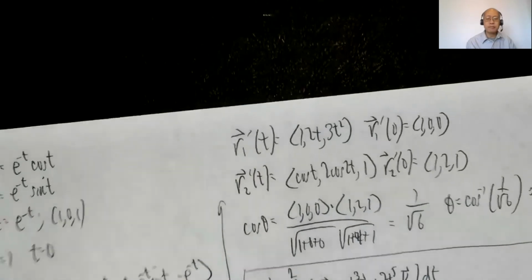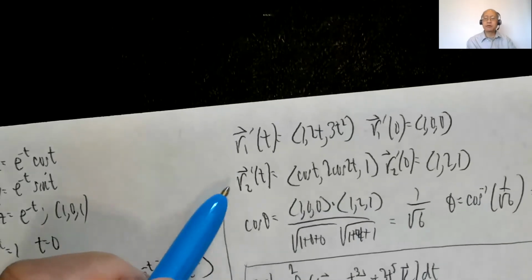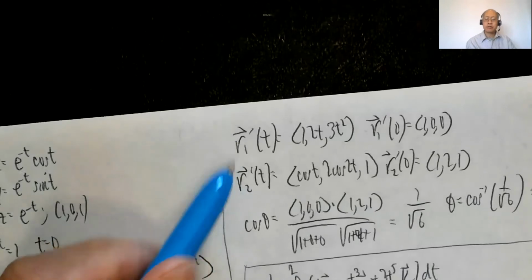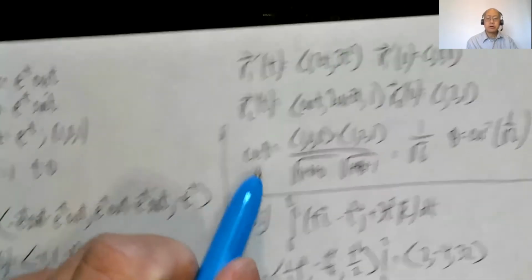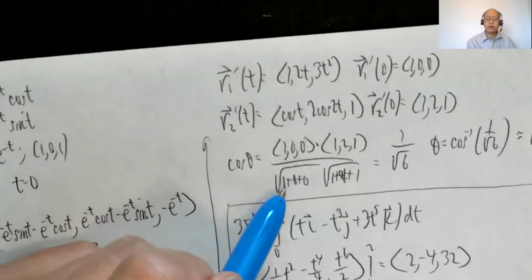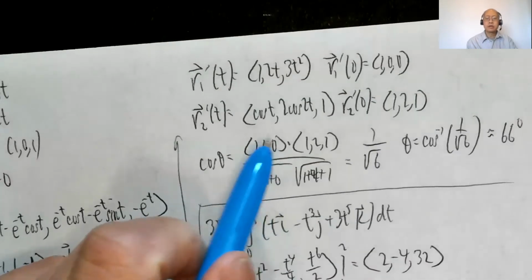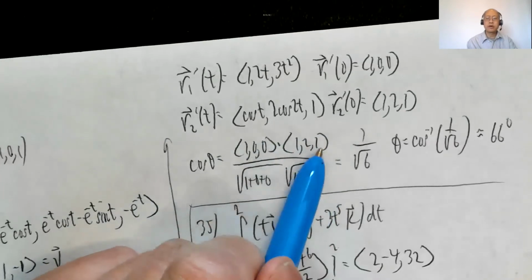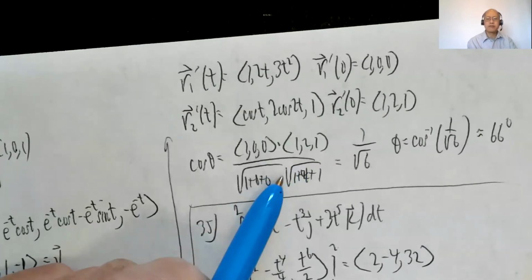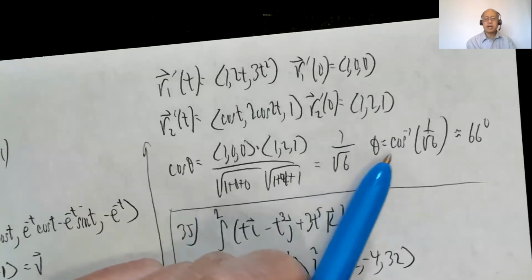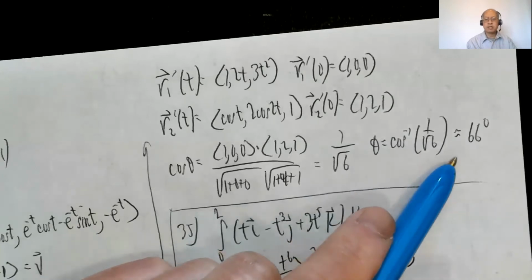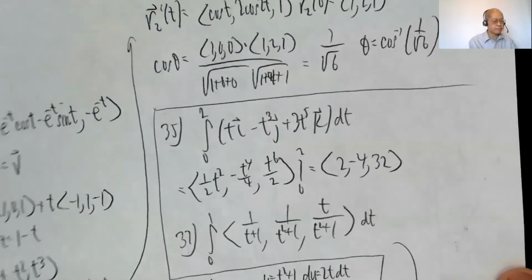Okay, find the angle between the two curves, which means find the angle between the two r prime vectors, the tangent vectors. So cosine theta is u dot v over norm u norm v. So that's (1, 0, 0) dot (1, 2, 1) over the magnitude of (1, 0, 0), which is 1, times the magnitude of (1, 2, 1), the square root of 1 plus 4 plus 1, which is 1 over radical 6. So theta is inverse cosine of 1 over radical 6, which is 66 degrees.